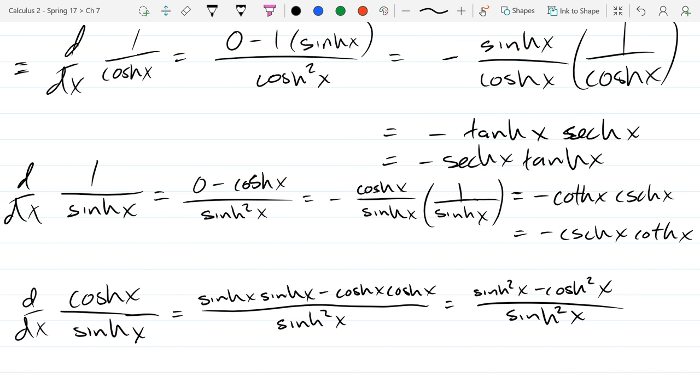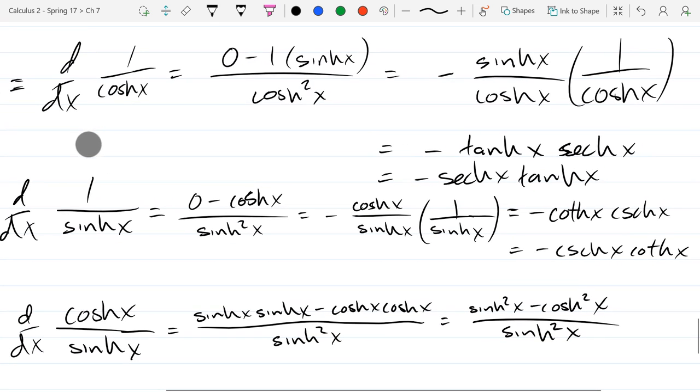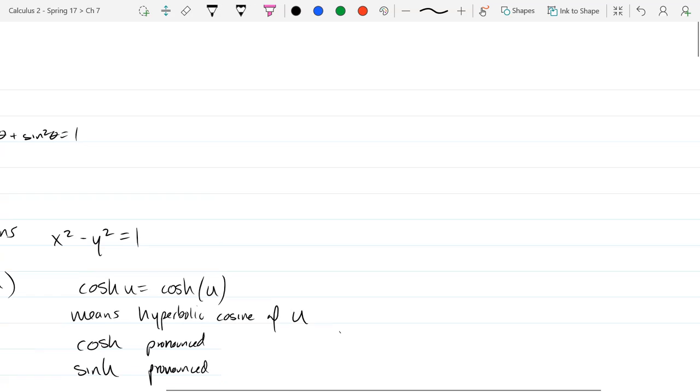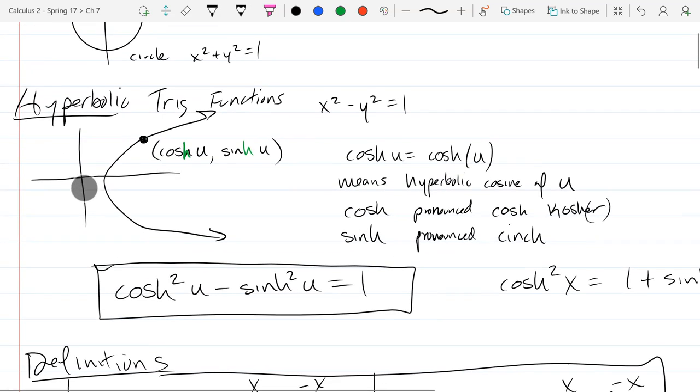Any algebra or calculus questions on the work I've done so far? I'm not exactly sure how I want to simplify this last one down. I think there's a really nice identity for sinh squared minus cosh squared. It's probably 1 or negative 1. So I'm going to scroll up and find that. So we got sinh minus cosh. I think it's that first identity. Cosh minus sinh is 1. So sinh minus cosh will be negative 1.